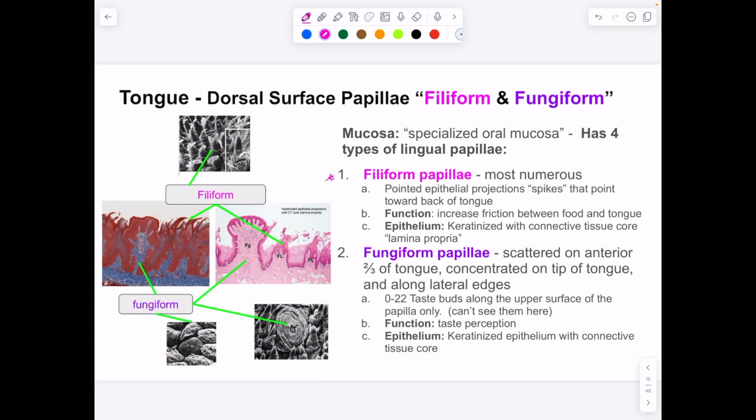Filiform is the most numerous. They look like this. Right, you can see them here. So you see that keratinized epithelium, and then you see that it has connective tissue below it with its core of lamina propria connective tissue. The function is to increase friction. You can see the electron microscope version of them right here.